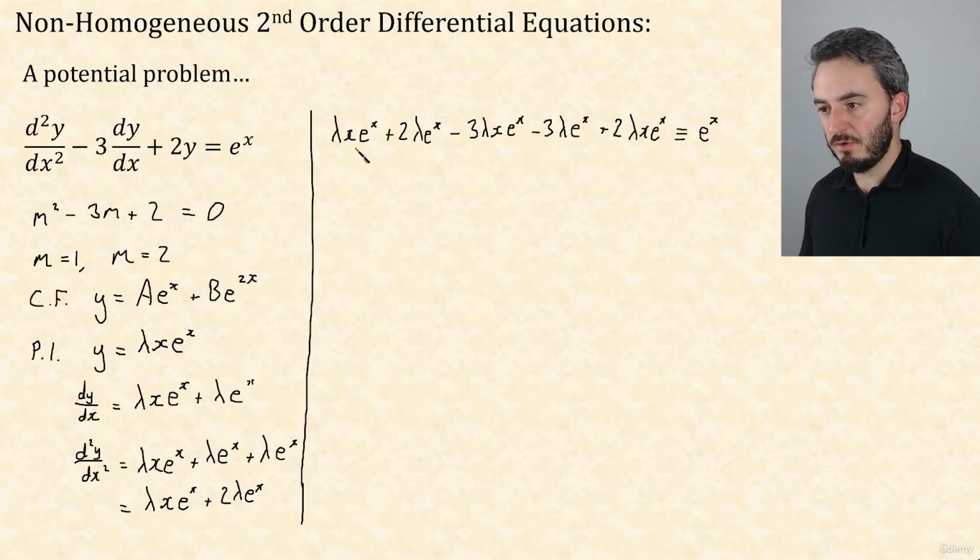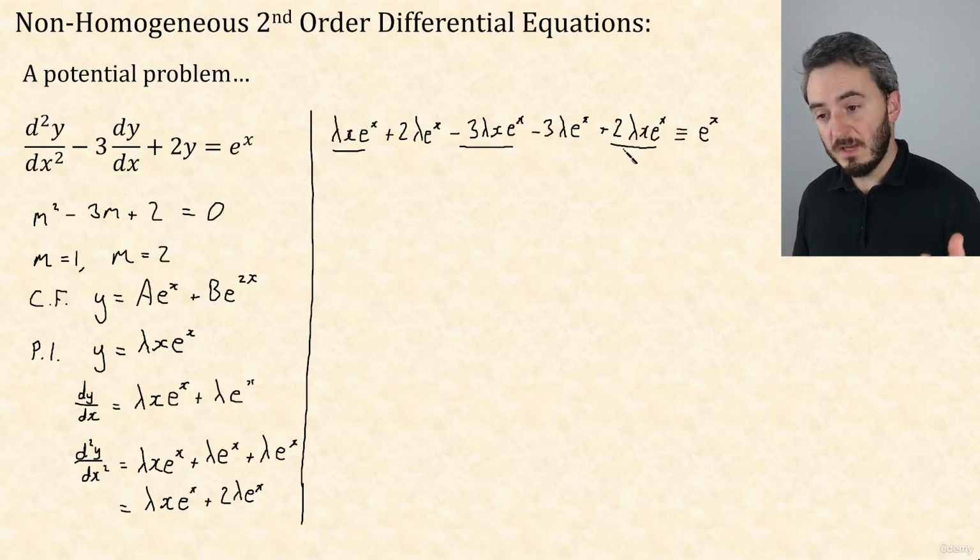So let's see what happens. Let's group these together, because we've got the x e to the x's and the e to the x's. So I've got lambda x e to the x minus 3 lambda x e to the x plus 2 lambda x e to the x, and look, they just cancel. And that's the neat thing here. They will always cancel out.